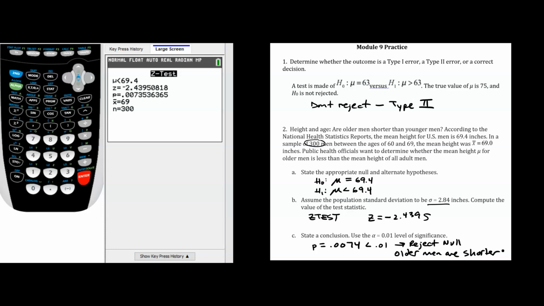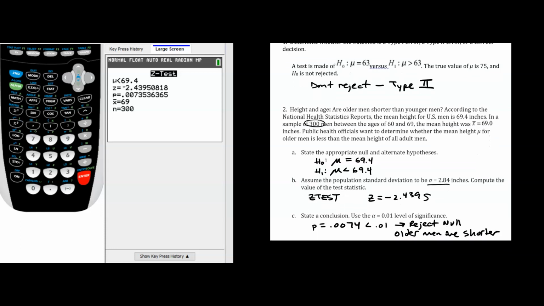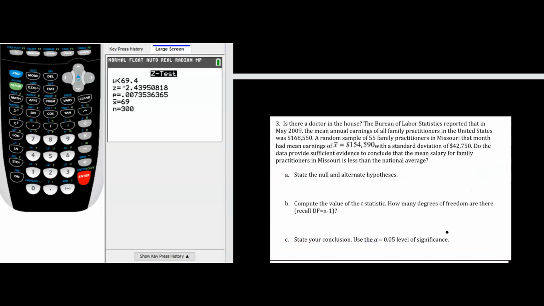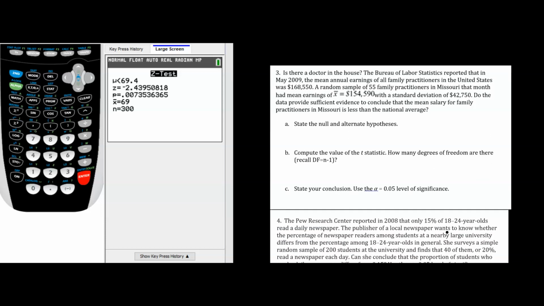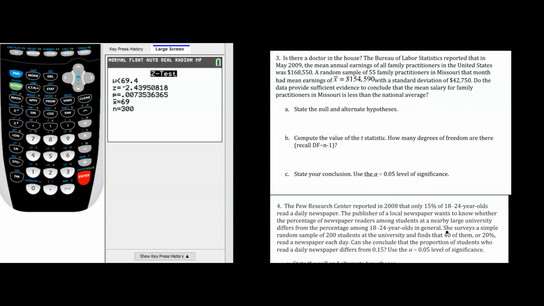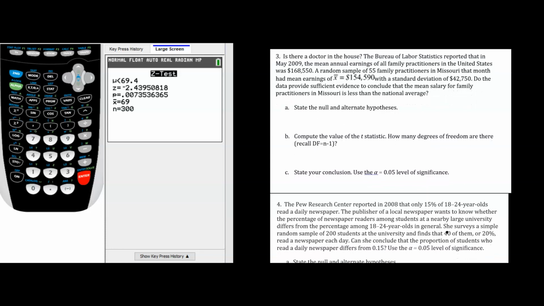Okay, let's scroll down to another example. In this one, this says, is there a doctor in the house? The Bureau of Labor Statistics reported that in May of 2009, the mean annual earnings of all family practitioners in the U.S. was $168,550. A random sample of 55 family practitioners in Missouri that month had mean earnings of $154,590, with a standard deviation of $42,750.